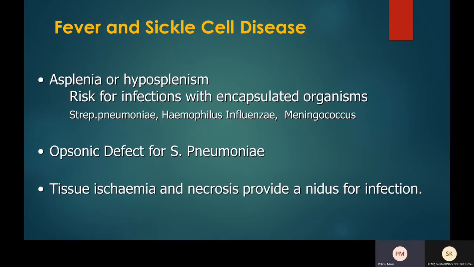Now, children with sickle cell disease are at increased risk for infections, and that's because from a very young age, from the first year of life, they have decreased function of their spleen. This puts them at risk for severe infections with encapsulated organisms such as strep pneumonia, Haemophilus influenza, and meningococcus. People with sickle cell disease also have decreased ability to make antibodies to strep pneumonia. In addition, once they've had many pain crises, the tissue ischemia and necrosis provide a good site for further bacteria to grow.